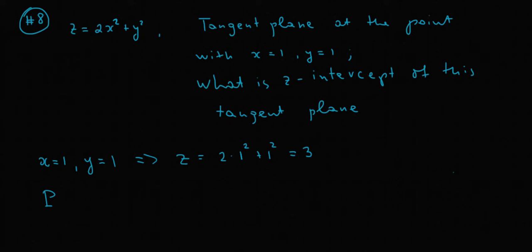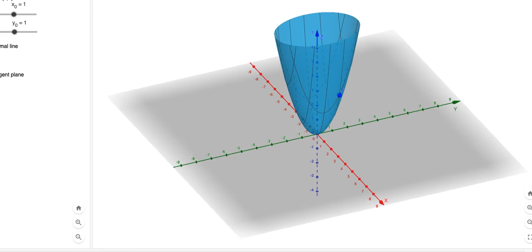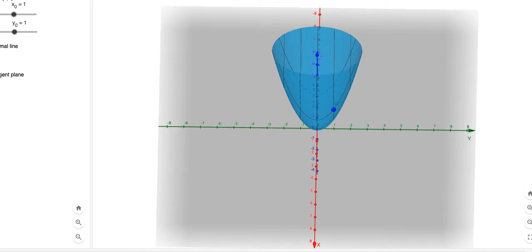So the point P on the graph of this function, where we will be drawing the tangent plane, is the point with coordinates 1, 1, 3. The tangent plane will be tangent to the graph of the function at this point P. It might help us to get a better idea how it looks. So here is the graph of this function. It sort of looks like a cup.